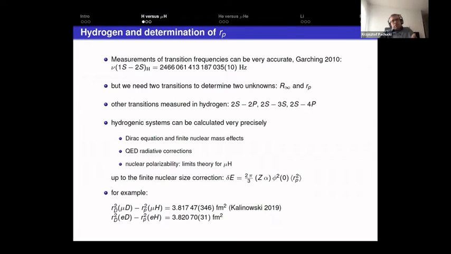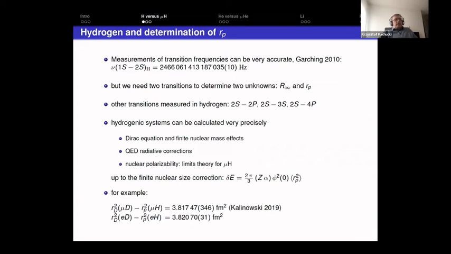To calculate these transitions, we also have to perform some calculations. I mean, not only to solve the Dirac equation, but also to go beyond the Dirac equation to account for finite nuclear mass, for some QED, and also for nuclear polarizability, which for protons can be obtained from the inelastic electron-proton scattering. It has been measured pretty accurately. We can obtain this from the scattering data.